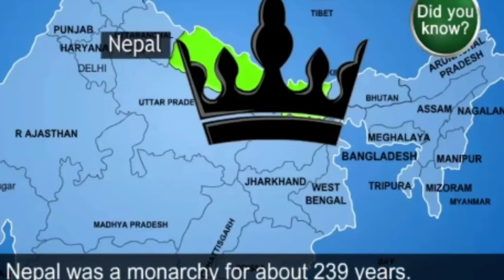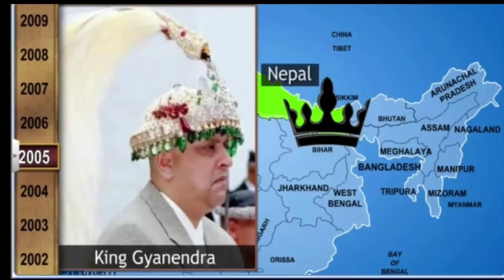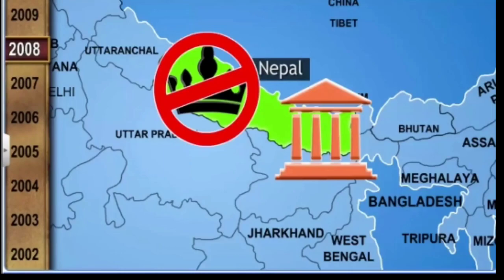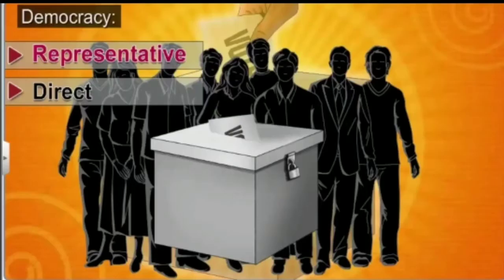Do you know that Nepal was a monarchy for about 239 years and it was ruled by a king? Here is King Gyanendra. In 2005, he changed his place, and in 2008, the people of Nepal banned the monarchy rule and they elected a parliament.